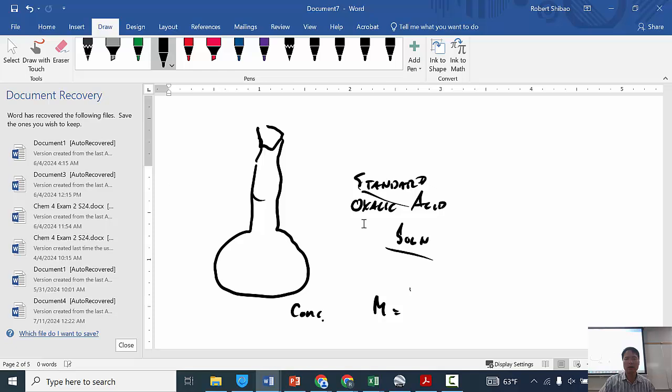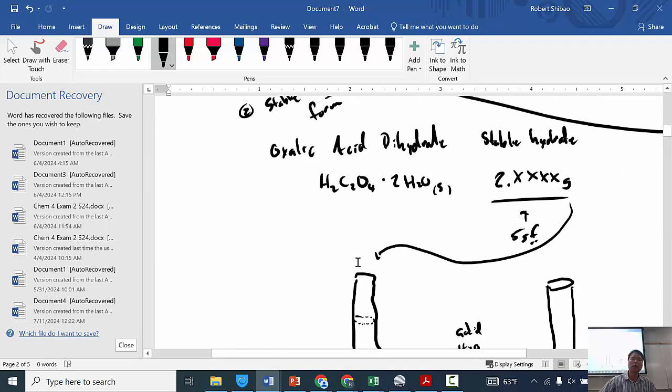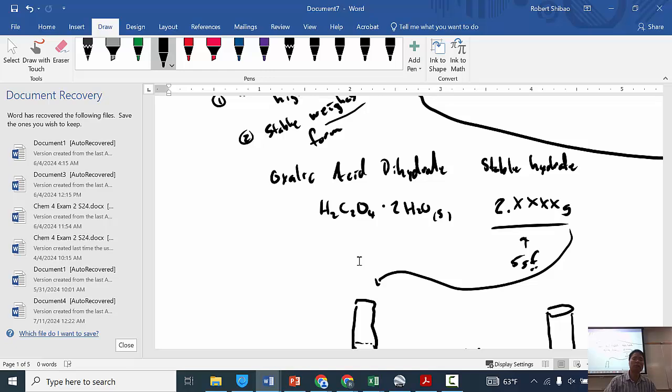We're going to take our 2.xxxx grams of oxalic acid dihydrate, which I'm going to abbreviate as 2H2O, that's the easiest way to abbreviate it. And then I'm going to convert it to moles. So when I do this, there are some things that I like to memorize. I have these molar masses memorized.